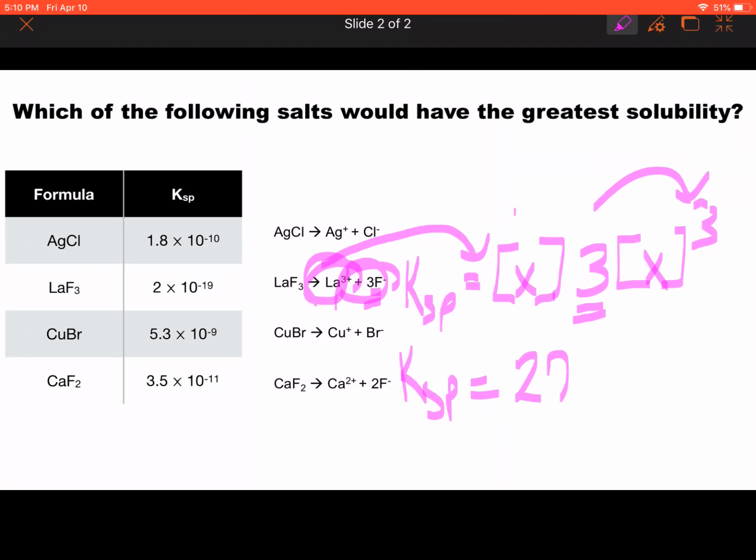And then we multiply the x's. So we have x cubed times x. So it's going to be 24x to the 4. So Ksp, our solubility, is equal to 24x to the 4.